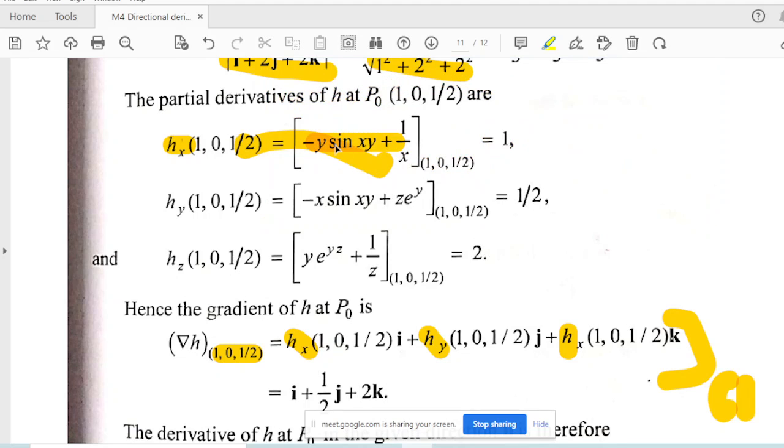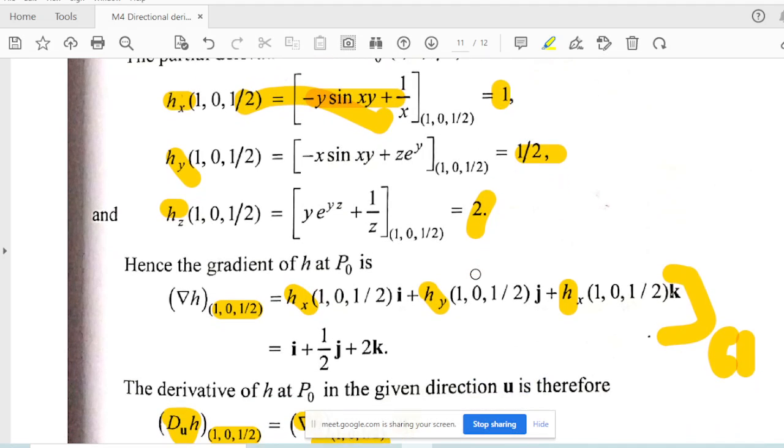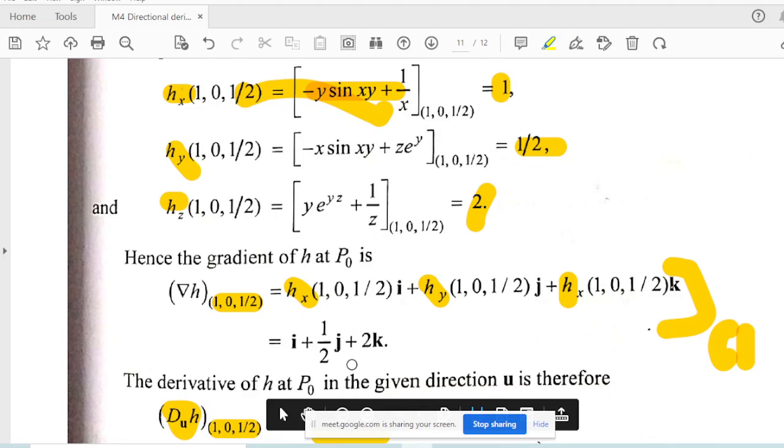that is, when you put x equal to 1, y equal to 0 and z equal to half. Then what do we get? 1 times 0 plus 1. Okay, so you will be getting 1. Similarly find h y and h z also, at this same point; you will be getting half and 2. So find all these values and directly substitute them.